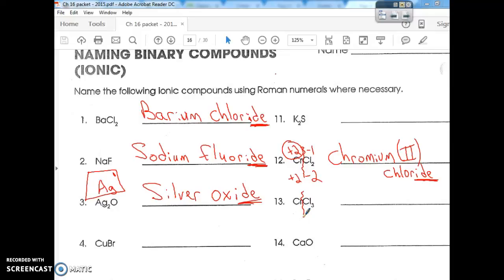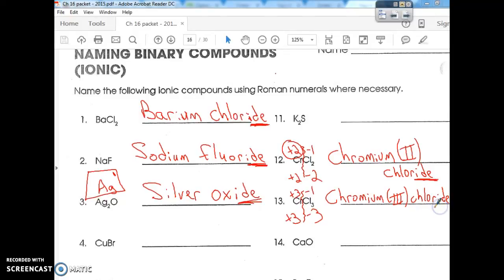We have to figure out which chromium it is, because it could be +2 or +3. So we're working with chlorine again, which is a -1 oxidation number, but now there are 3 of them. So you get a total of -3 on the right-hand side, which means the left-hand side has to be +3. Now there's only one chromium in there, so that whole +3 charge is coming from that one chromium. Now what you have in this case is chromium 3 chloride. Again, ending in IDE because it is a binary ionic compound.